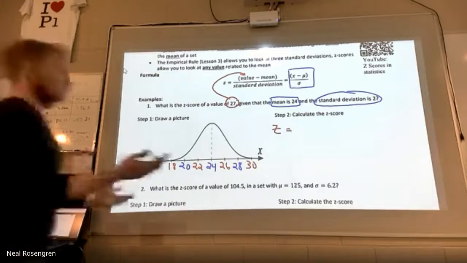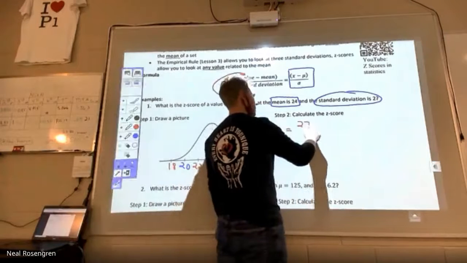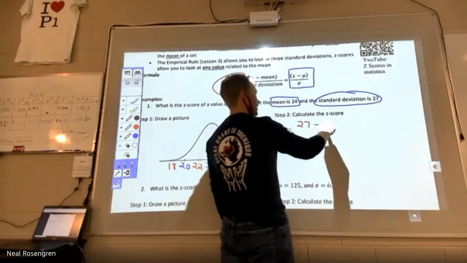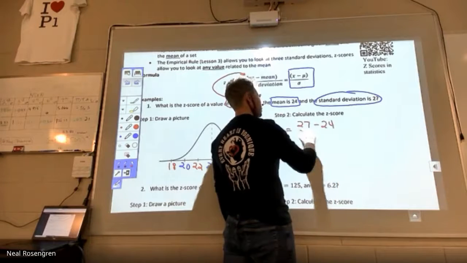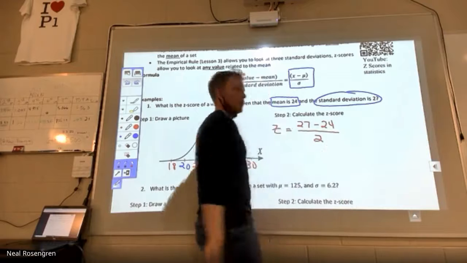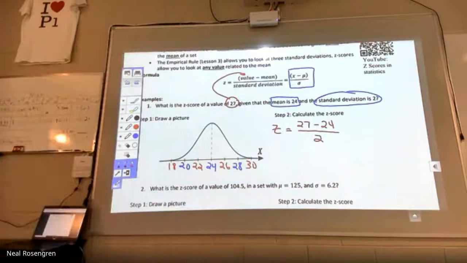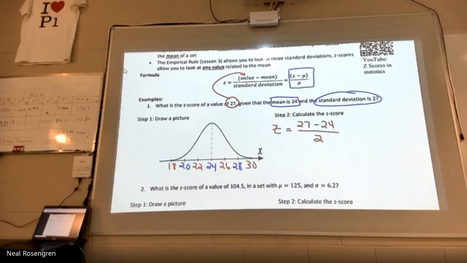So here's all we have to do. Take that number, 27. Subtract the average, 24, and divide it by whatever the standard deviation is. So the value, let's call it X because it could be whatever, and then the average, so mu, and then over sigma. Let me just see what we get. We'll do the top part first, of course.